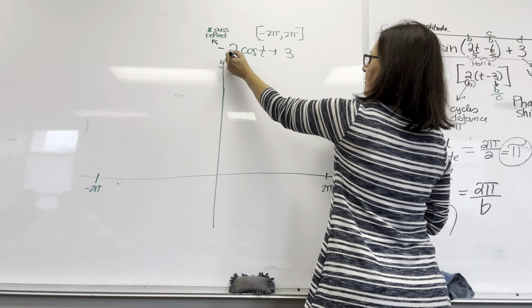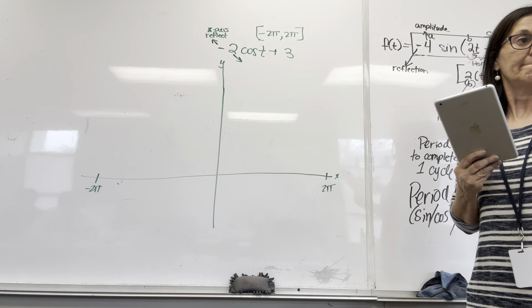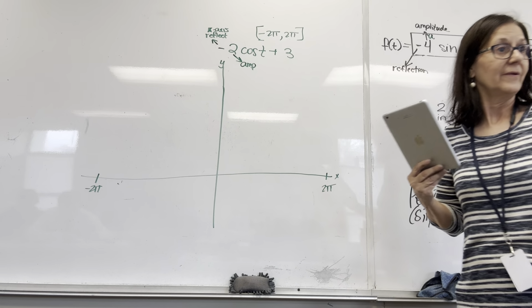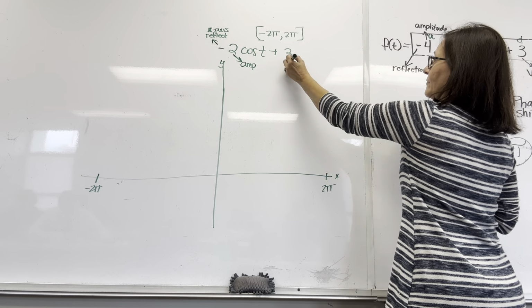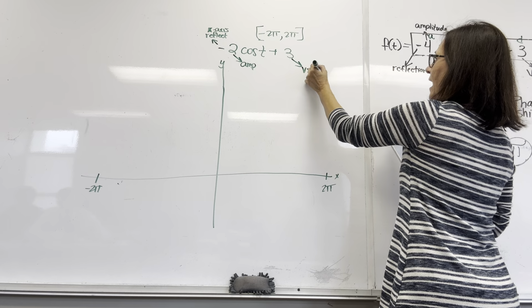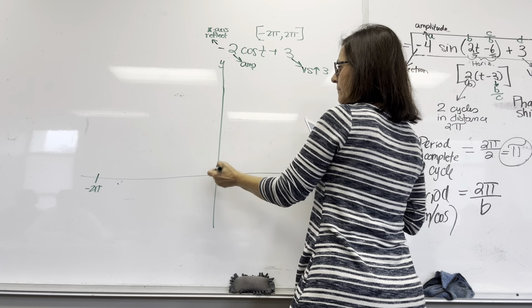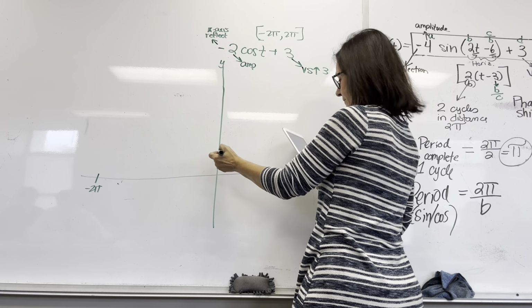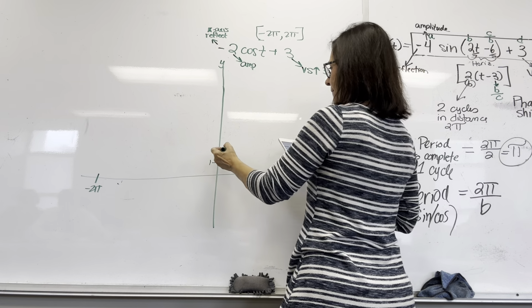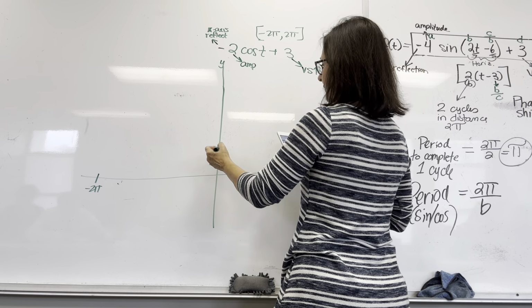What does this 2 tell me? Yep, the amplitude. How high? How low? It's from 2 to 2. Correct. Well, maybe, except for that 3. What's that 3 tell me? It's a vertical shift up by 3, so I'm not starting at 1, right? 1 is where I would normally start. We're going to label that 1. But I'm going to go all the way up: 1, 2, 3.